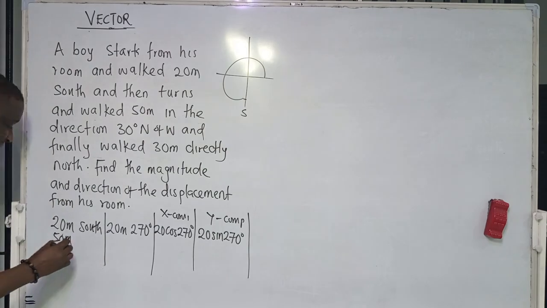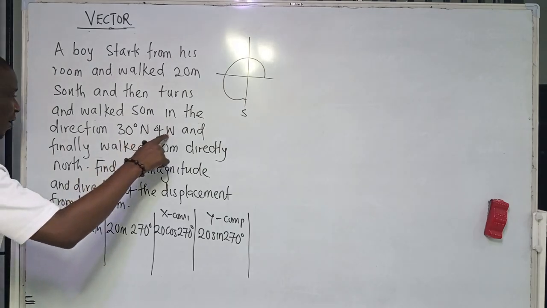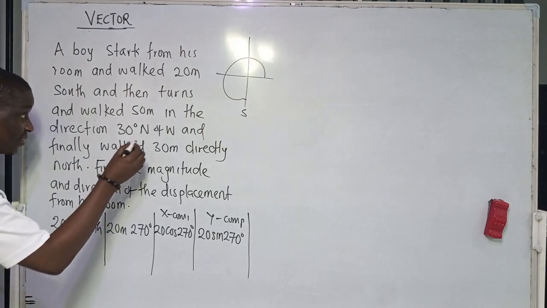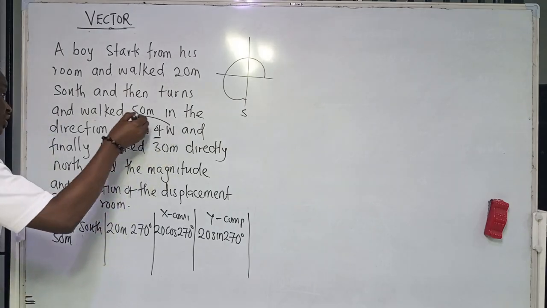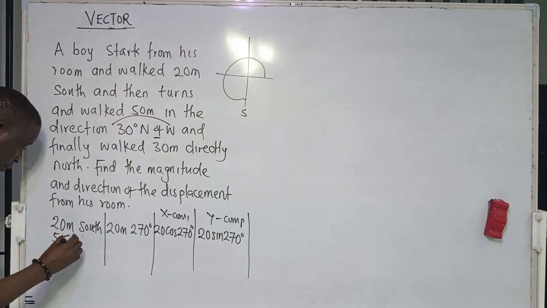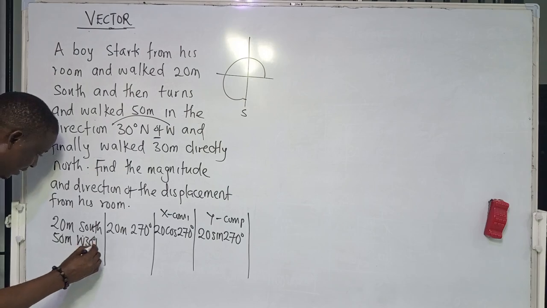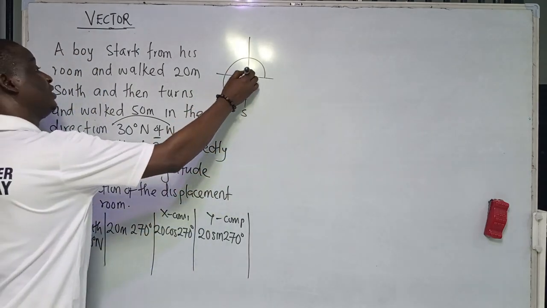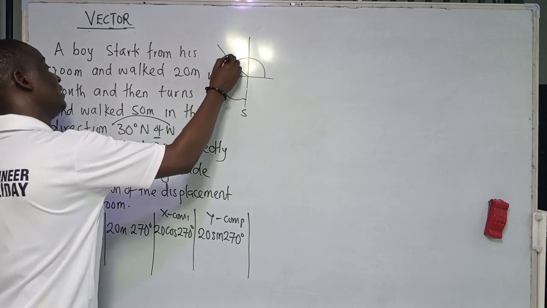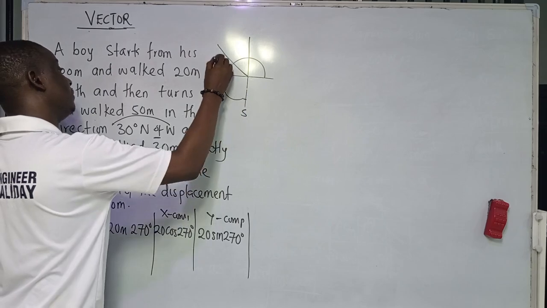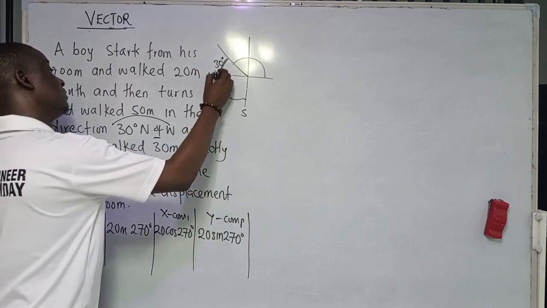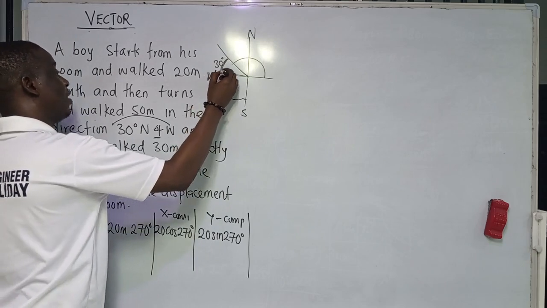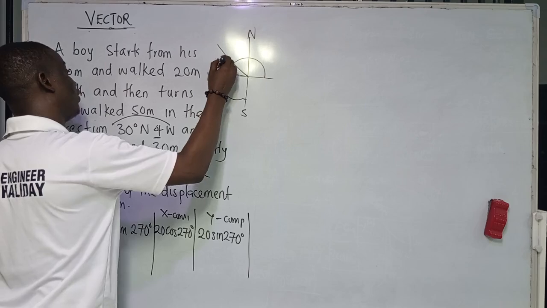in the direction 30 degrees north of west, which is the same as west 30 degrees north. That means you change the order: west 30 degrees north. How do we draw that one? Like this. West, this is 30 degrees. This is west 30 degrees north. That means you start from west and rotate 30 degrees going towards the north.